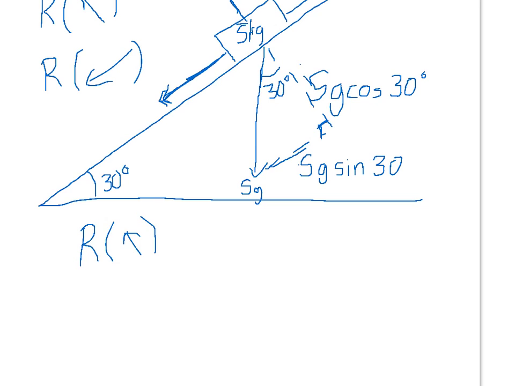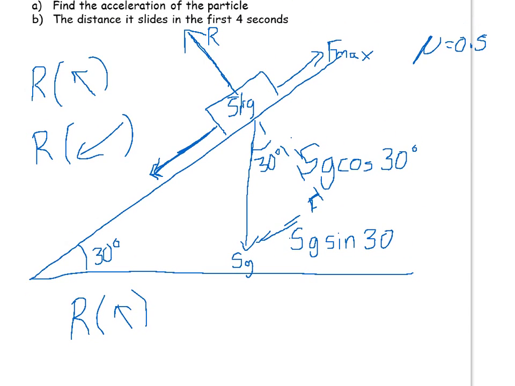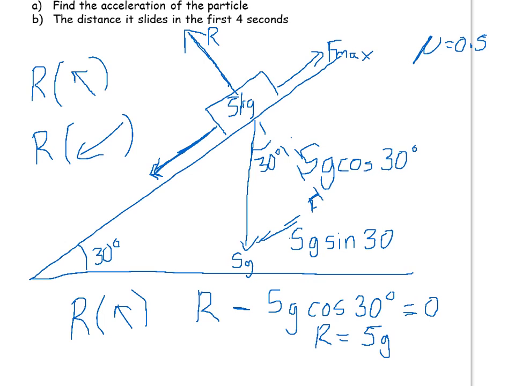If we look at our diagram, the things acting in that direction upwards positively are going to be the R, and in the opposite direction negatively it's going to be the 5g cos 30, which is equal to 0. Which means that R is going to be equal to 5g cos 30. You don't need to calculate what R is at this stage, you can leave it in that form.